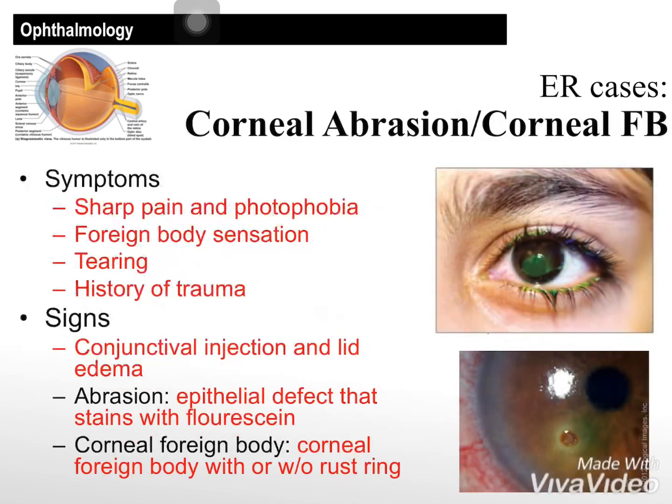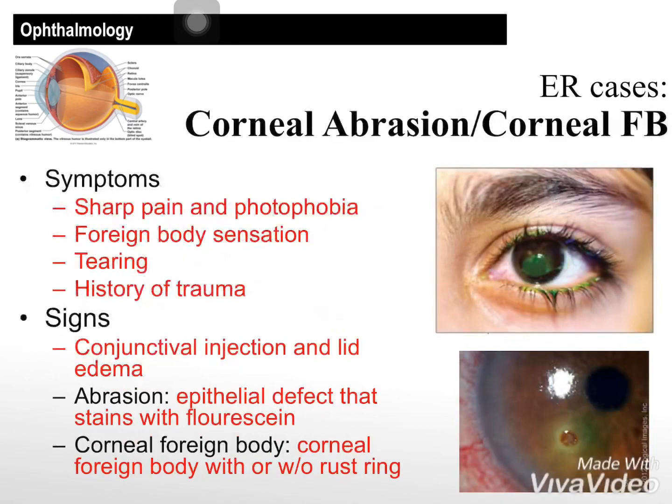Ocular trauma has a very wide range of presentation in the emergency room. It can be as simple as a scratch, or it can be as bad as an ocular rupture. So careful history taking should be done among patients who present with a chief complaint of trauma to the eye. So let's start with a simple corneal foreign body.